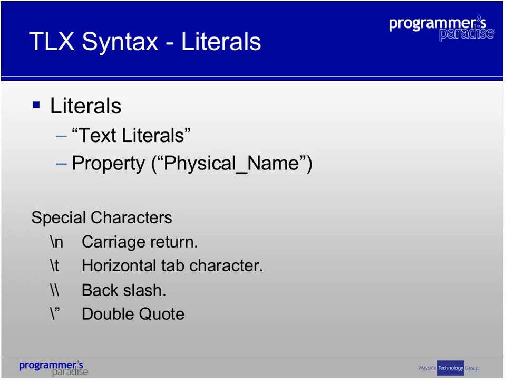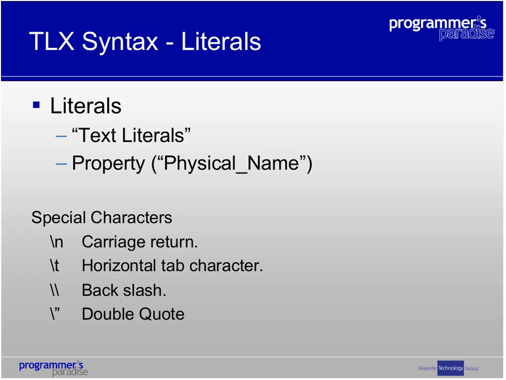Another type of literal is a property name. If you see anything like property and then in brackets physical underscore name, that would return the physical name of the specific object in the context we're in. If we're within the context of a specific entity, physical name will be the physical name of that entity. If we're within an attribute, it'll be that attribute. If we're within a key group, it'll be the index name, for example.